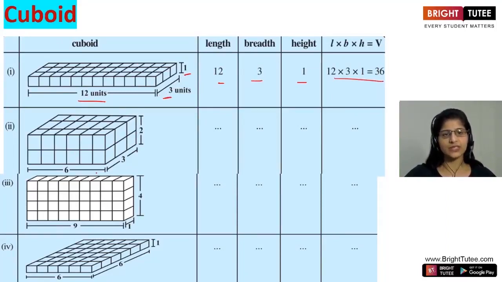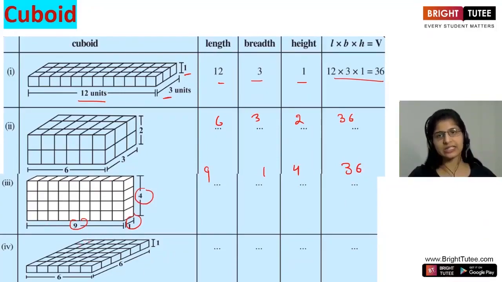The second one, if we solve 6 into 3, that is 6, 3 and 2. So 6 into 3 is 18, 18 2s are 36, so we get 36. And again here we see 9, 1 and 4. After multiplication of these three we get 36. So there are 36 cubes which we have arranged in such a way that they form cuboids. Now the last one we have 6, 6 and 1. So that is also 36. So the volume is the same for all, right? Yes, the area that they are occupying might be different, but the volume remains the same.